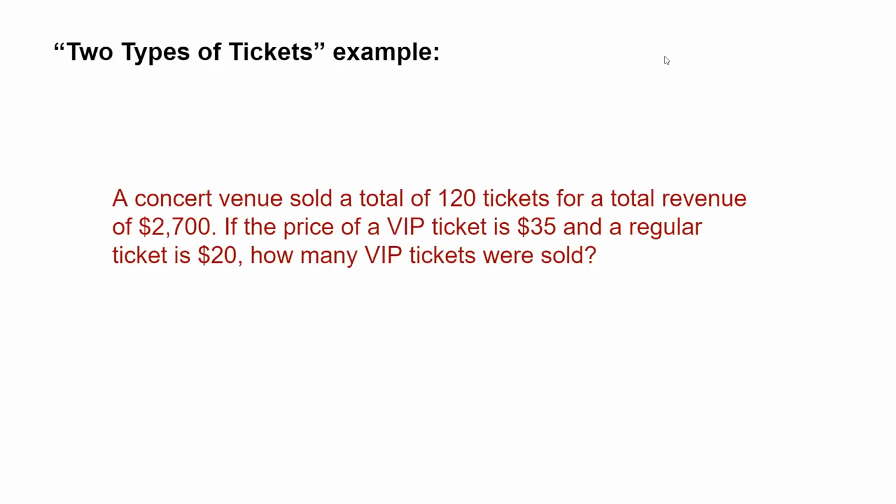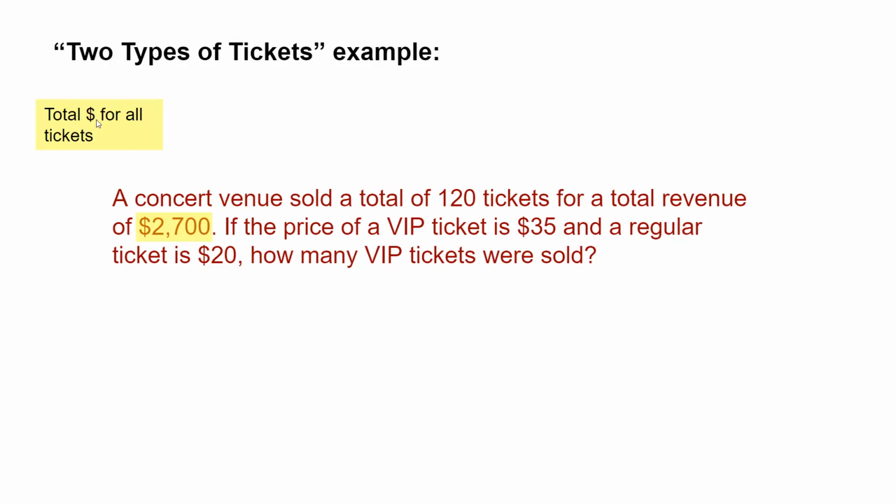So let's look at an example of this kind of word problem. The concert venue sold a total of 120 tickets for a total revenue of $2,700. If the price of a VIP ticket is $35 and a regular ticket is $20, how many VIP tickets were sold? It seems like a lot, right? Well, let's look at the components of this and see if it fits what I just described.